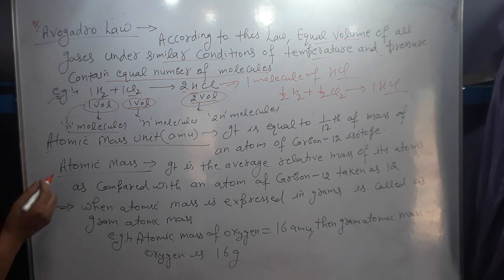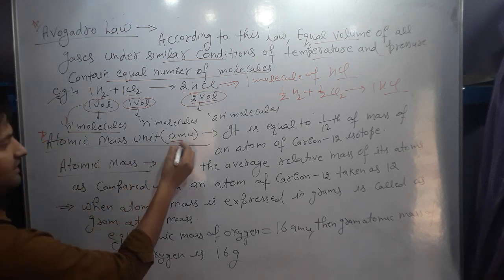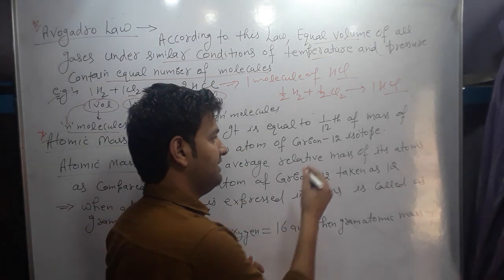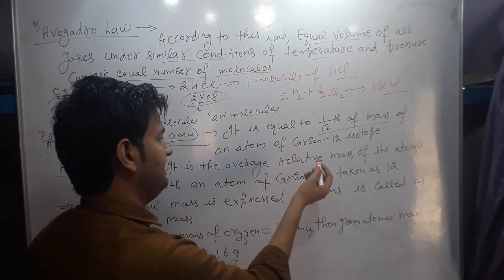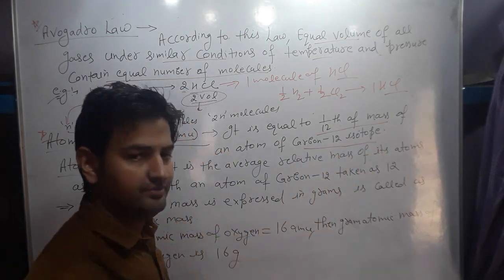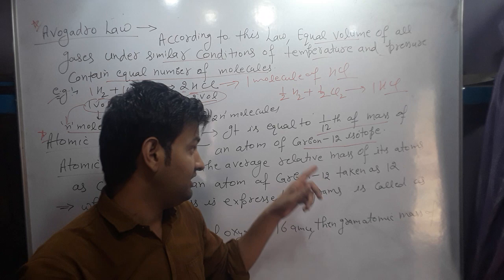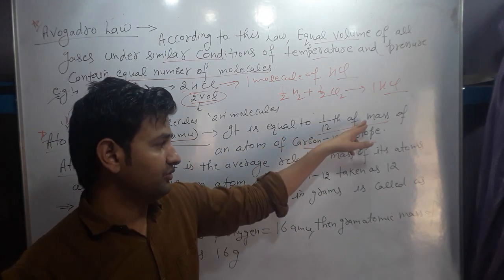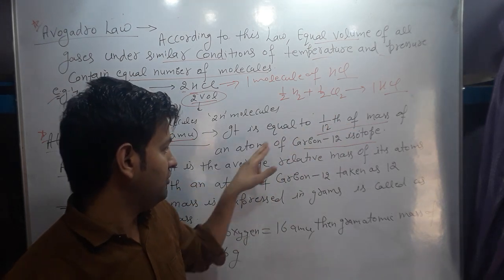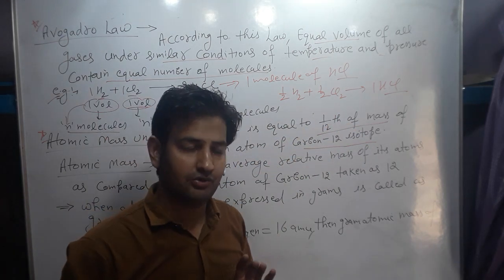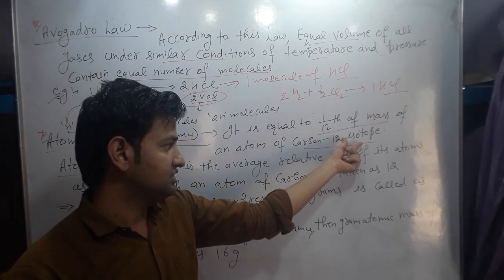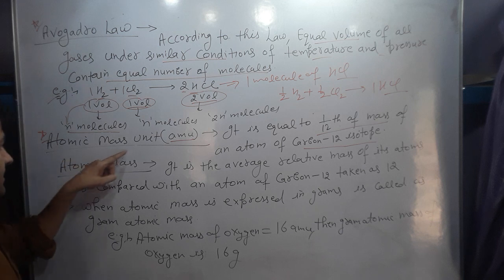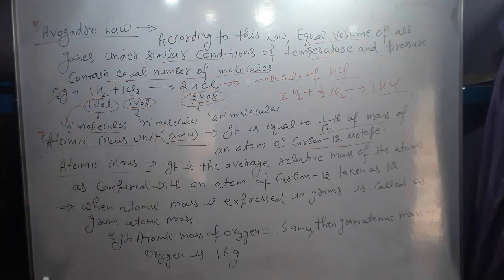Next important term is atomic mass unit. Simply it is called the AMU. It can be defined as equal to 1/12th of the mass of an atom of carbon 12 isotope. Means carbon has 2 isotopes, 12 and 14, that exist in nature. So it is equal to 1/12th of the mass of an atom of carbon 12. Carbon itself has mass 12, so 1/12 of it is equal to 1, and it is called the atomic mass unit.